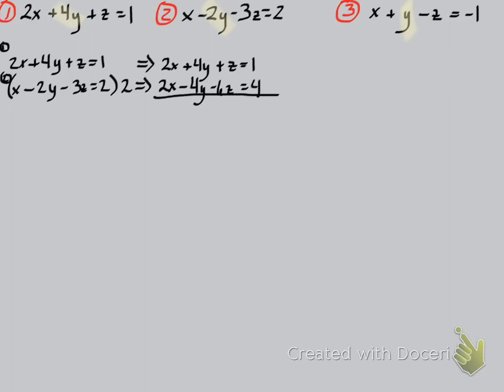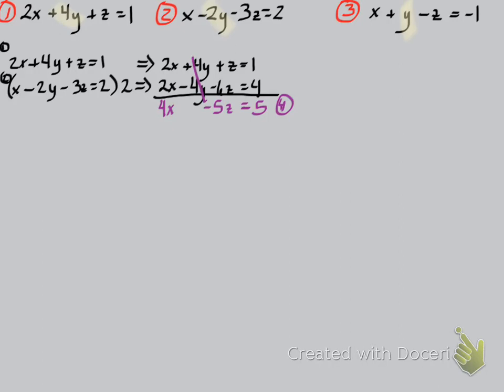Now I'm going to add those together. And when I add those together, that gives me a 4x. My y's cancel out because positive 4y minus 4y is nothing. And then my z's become a negative 5z. Z minus 6z is equal to 5. If I look at this equation, there's nothing that can cancel out. So I am done. This is my equation 4.